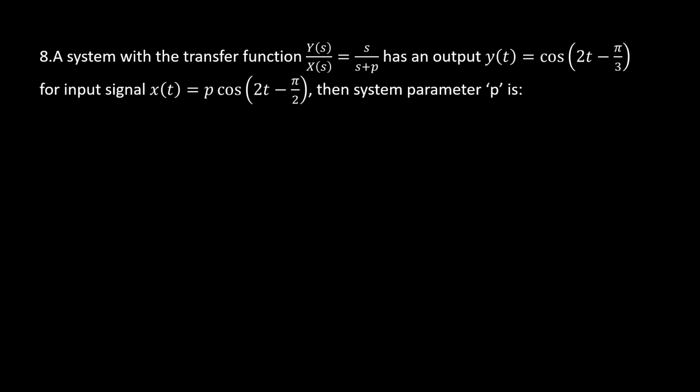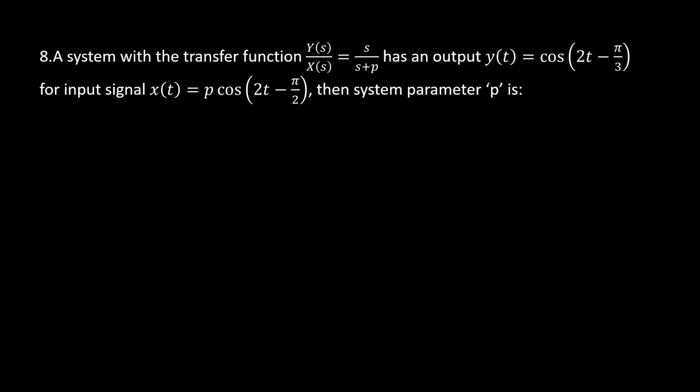Next question. A system with a transfer function Y(s)/X(s) equal to s/(s+p) has an output y(t) equal to cos(2t - π/3) for input signal x(t) equal to p cos(2t - π/2). Then system parameter p is.